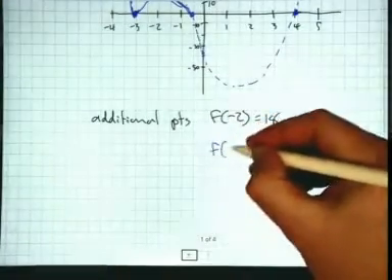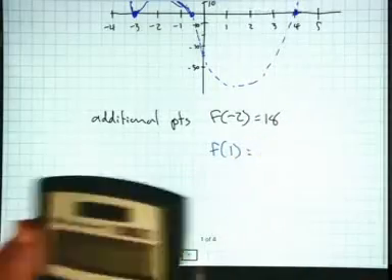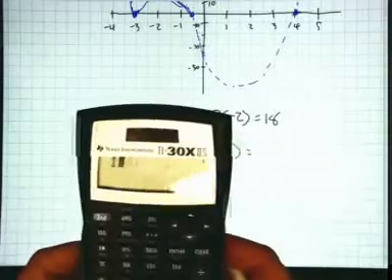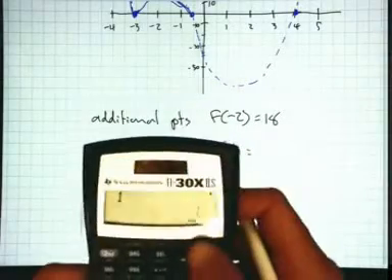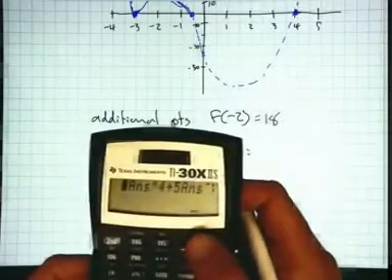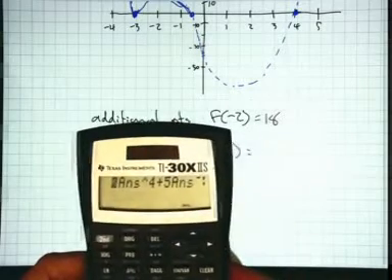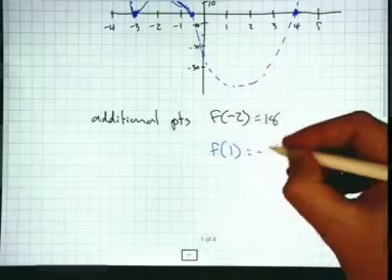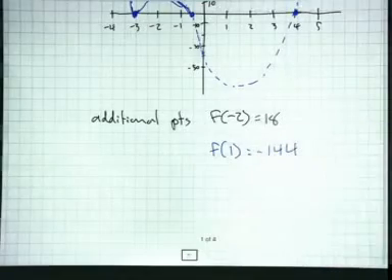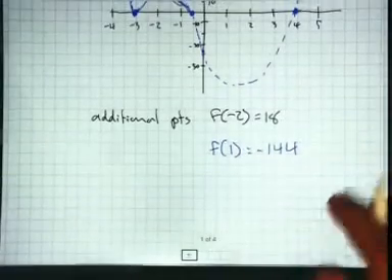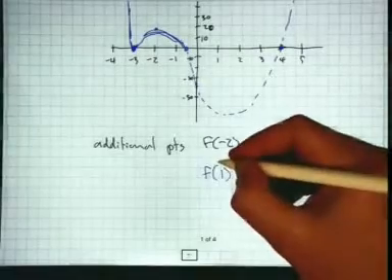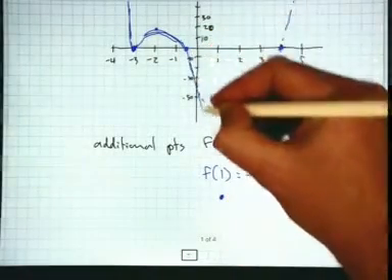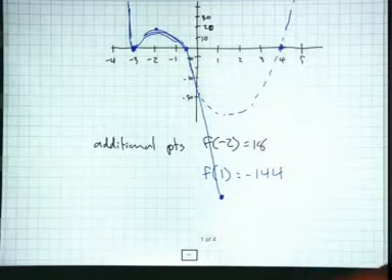Let's do f at 1. And the nice thing about plugging it into my calculator like this, all I have to do now is do 1, enter, and I'm going to scroll back up to my previous expression where I had the answer values, hit enter, and I get negative 144. Now, I can already tell you that that's going to be way down here somewhere. I mean, maybe it's way down there. So the graph is going to come all the way down there.